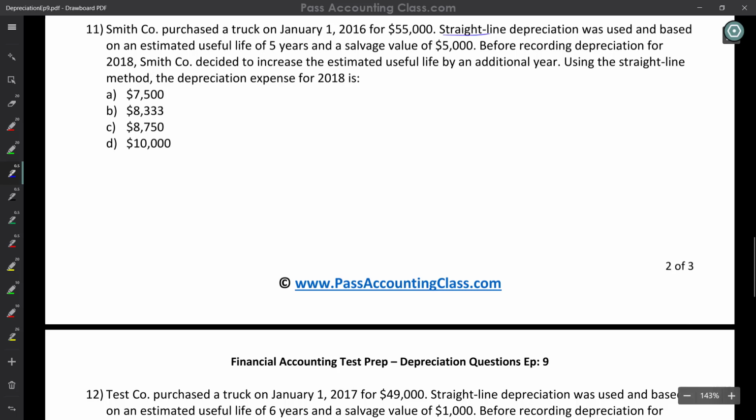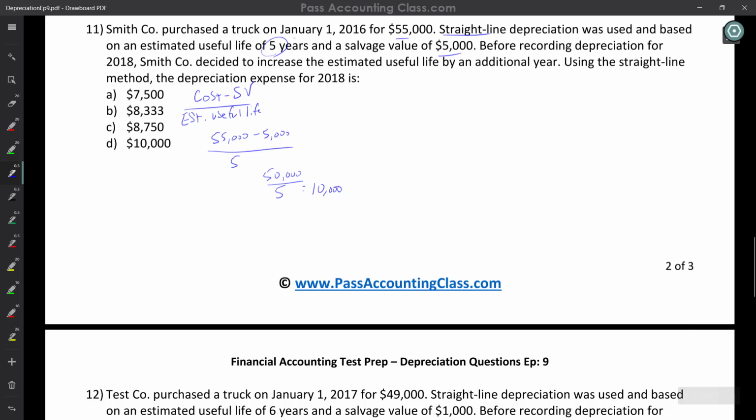So we're using the straight line method here, so that's cost less salvage value divided by the estimated useful life. So it's cost of $55,000 less the salvage value of $5,000. We're going to divide that by 5 years. So that's 50,000 divided by 5, and that equals 10,000. So that's our annual depreciation amount using the straight line method. What we need to do then is we need to see how many years have we depreciated it.